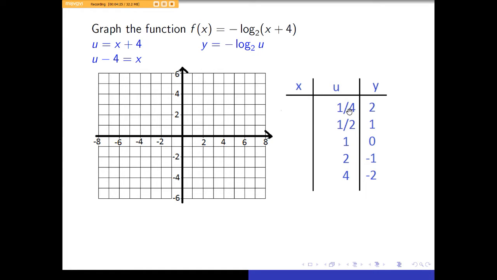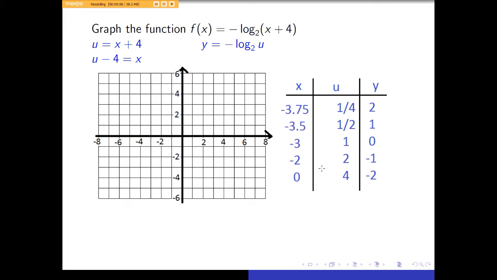Okay, and then for y, we'll go ahead and evaluate. If u is 1/4, log base 2 of 1/4 is negative 2, times the negative 1 is 2. And then log base 2 of 1/2 is negative 1, times negative 1 is 1. Log base 2 of 1 is 0, times negative 1 is still 0. And then log base 2 of 2 is 1, and we have a negative out front, so that gives us negative 1. And then log base 2 of 4 is 2, times negative is just negative 2.